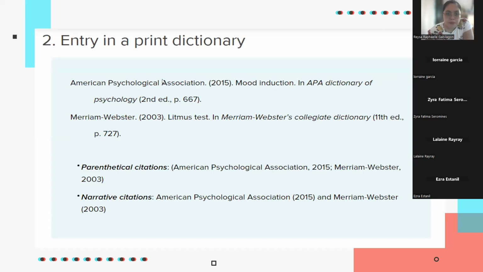But if you used a printed dictionary, actually it's the same thing. You still have here the name of the dictionary. This time, meron talaga siyang year of publication for our printed ones. Pero andito pa rin yung word na dinidefine nyo, and then the whole name of the dictionary. And syempre, meron yan siyang edition. So you write the edition followed by the page number. That's the difference between a printed and an online dictionary.